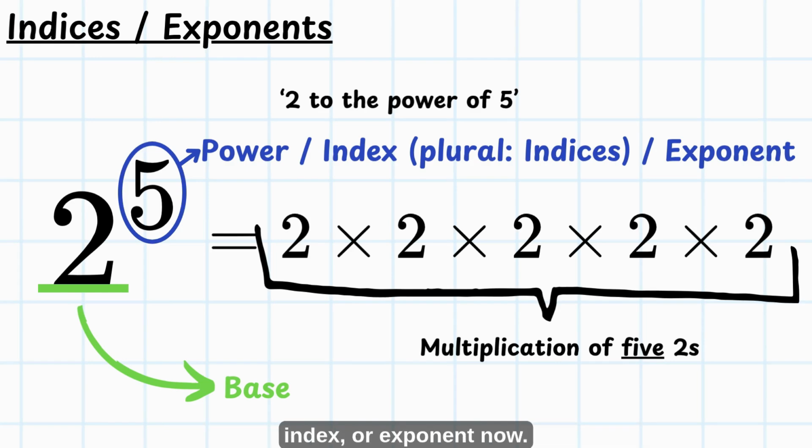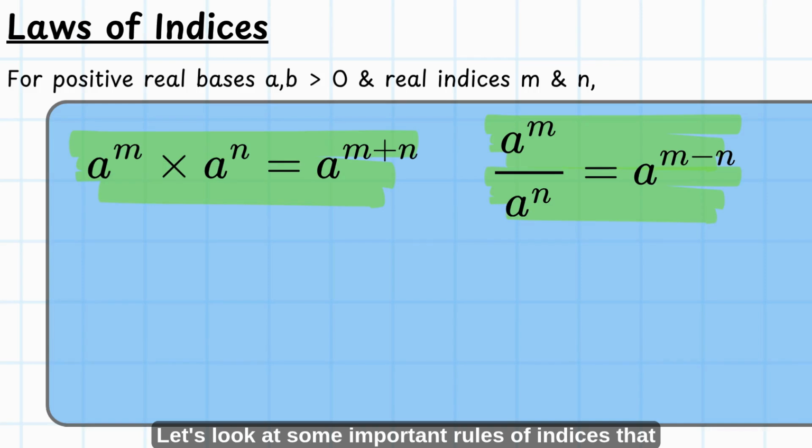Now, let's look at some important rules of indices that help in solving exponential equations. We consider real and positive base numbers and indices in these cases. The first rule is the product law. This tells us that when we multiply terms with the same base, we simply add their indices together to get the new power. Next, we have the quotient law.